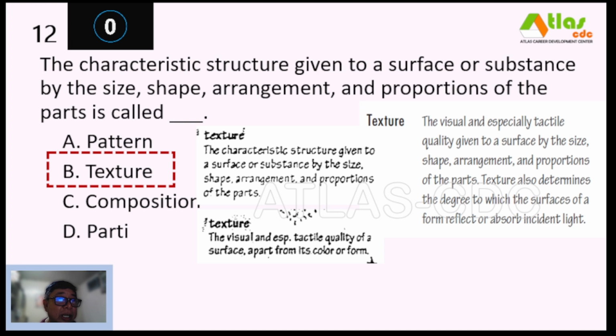Also, other definitions for texture is the visual and especially tactile quality of a surface apart from its color or form. Also, the visual and especially tactile quality given to a surface by the size, shape, arrangement, and proportions of the parts. Texture also determines the degree to which the surfaces of a form reflect or absorb incident light.